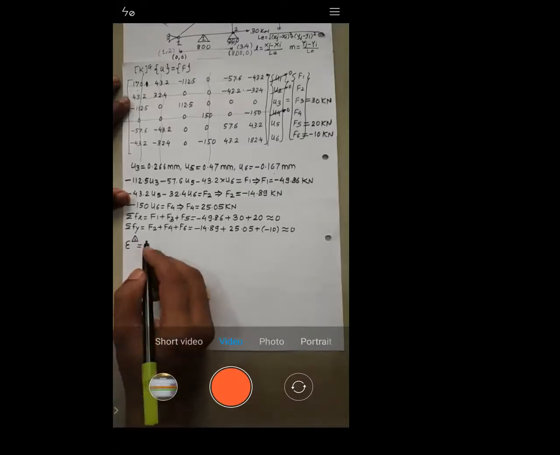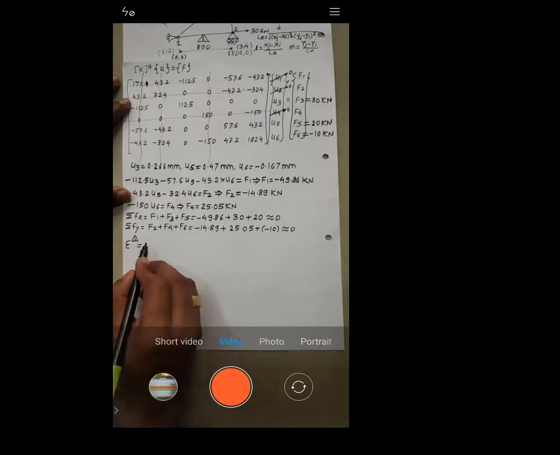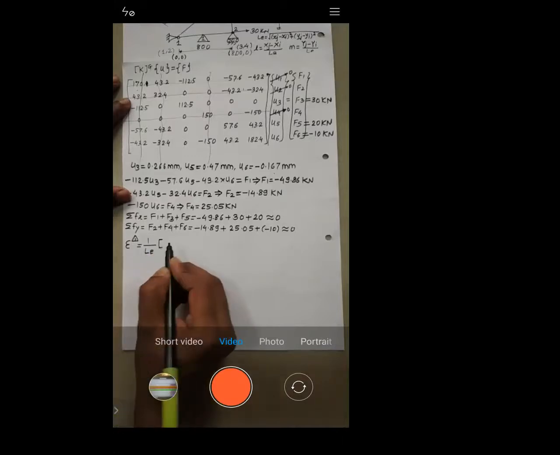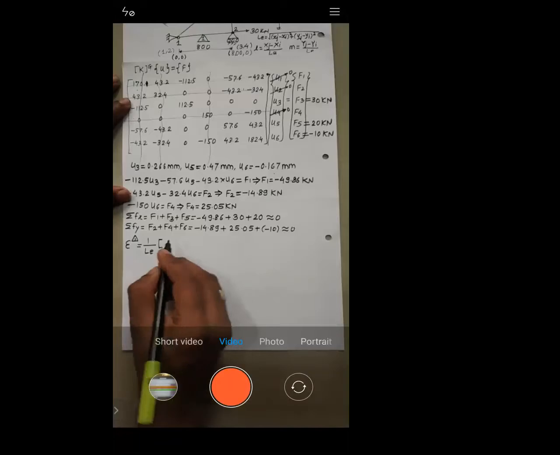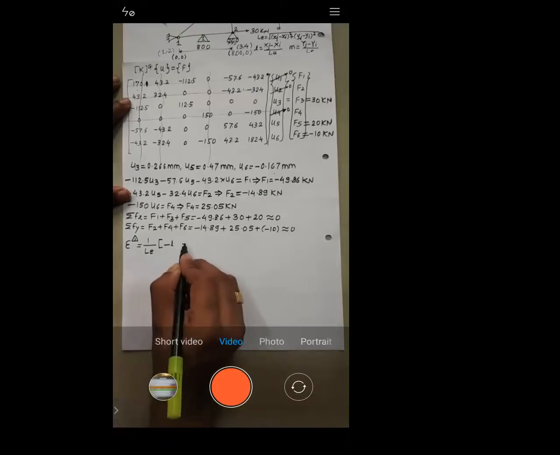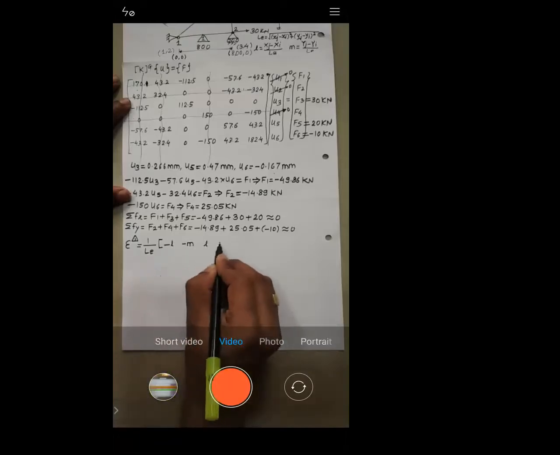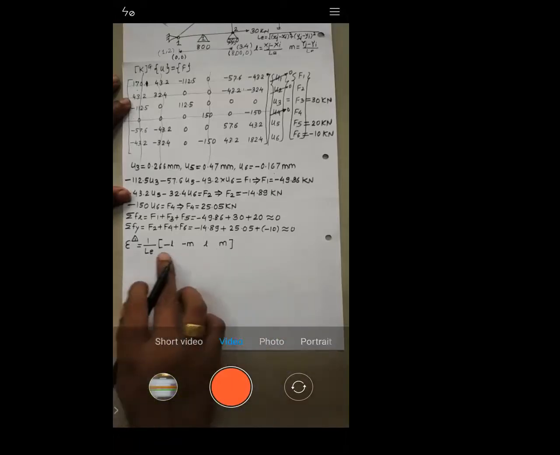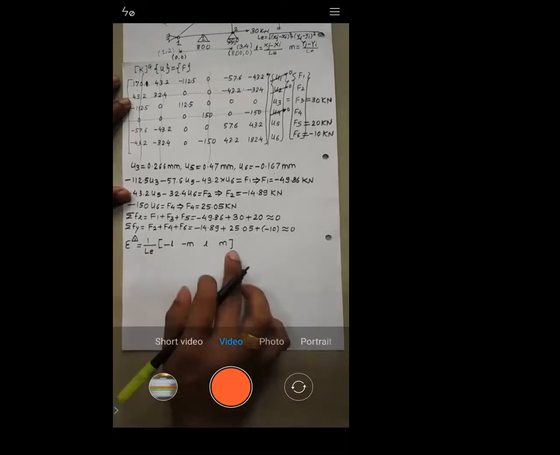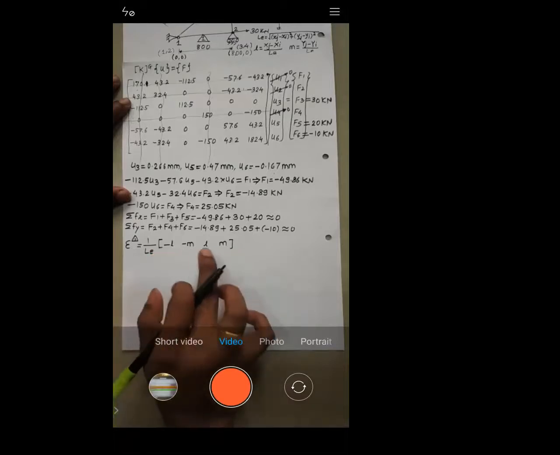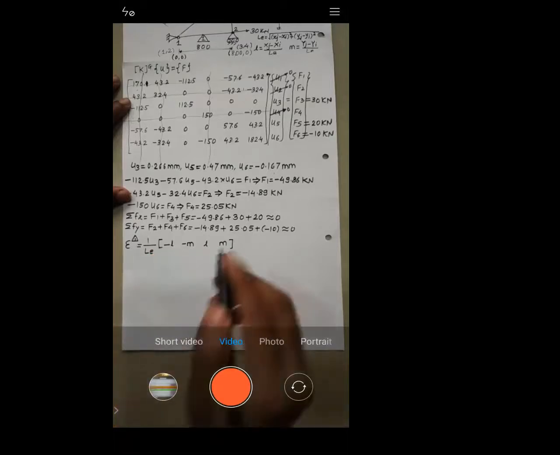Strain in element number 1, right, is given by 1 by length of element into what? Minus L, minus M, L, M. Is it okay or not? This formula I already told you in the last lecture. Minus L, minus M, L, M, right?